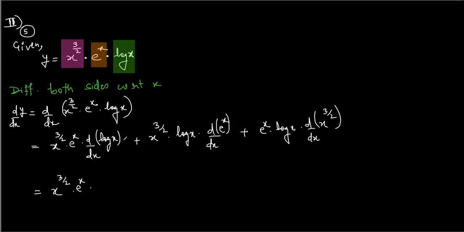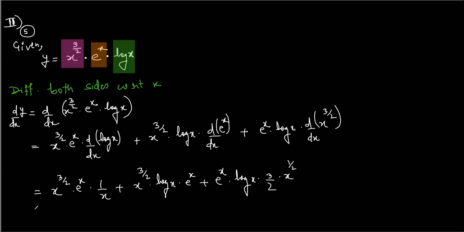You know, students, this is a logarithmic function. d by dx of log x is 1 upon x. Plus this is x raised to 3 by 2 into log of x, and d by dx of e raised to x is e raised to x. Plus e raised to x log of x, and d by dx of x raised to 3 by 2 is 3 by 2 into x raised to 3 by 2 minus 1, which is 1 by 2.